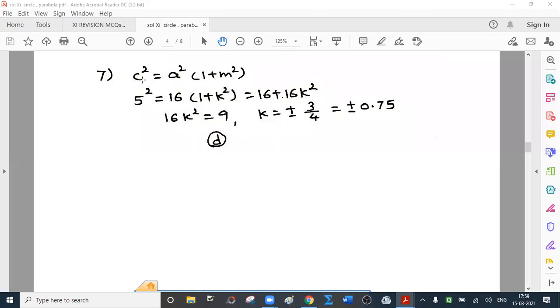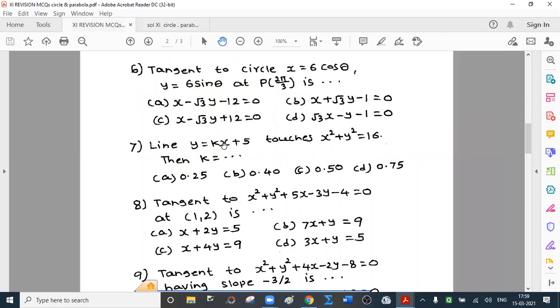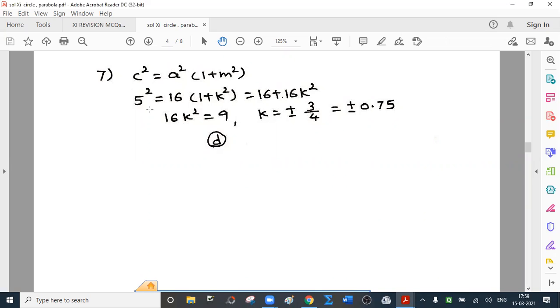So as I said, it is c square equal to a square into (1 plus m square). From the equation of line, c is 5, m is k, and what is a? 4, and a square is 16. Substitute the values. So 5 square is 16 into (1 plus k square). Solve this for k. You get k as plus minus 3 by 4, that is plus minus 0.75. Of this only 0.75 is given in option D. So D is the correct option.